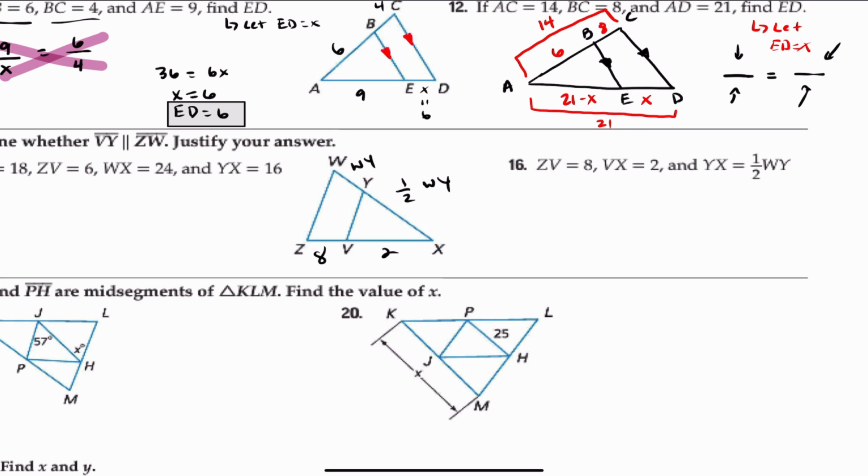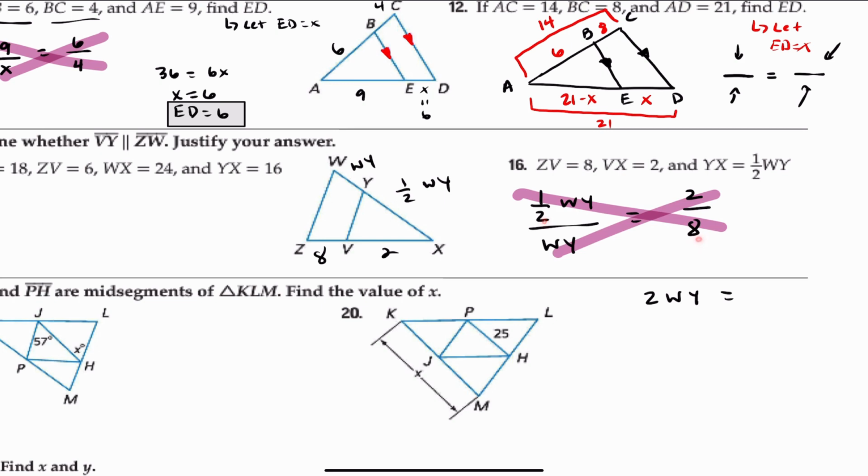So you're going to create a ratio between this and this, so 1/2 of WY over WY is equal to 2/8, okay? So then I'm going to go ahead and cross multiply. So I have 2 times WY, which is 2WY, is equal to 1/2 of WY multiplied by 8.